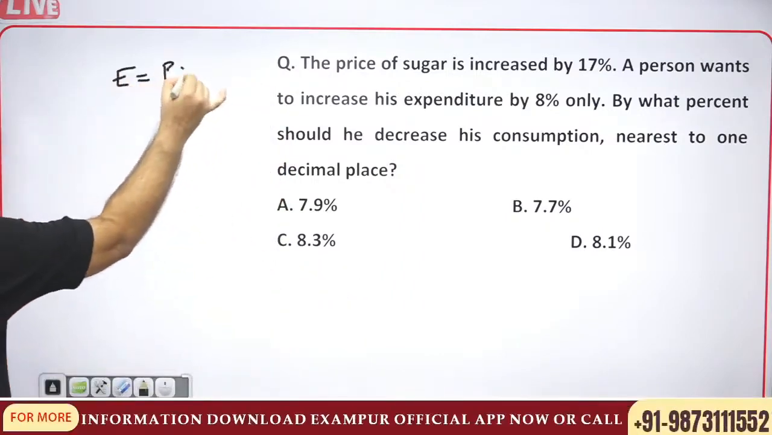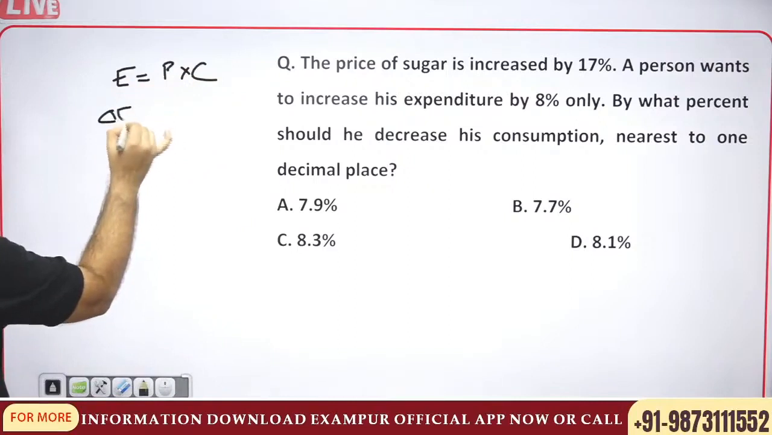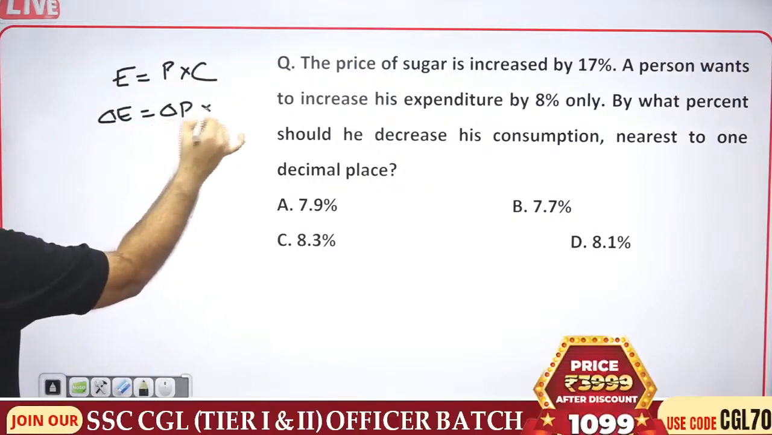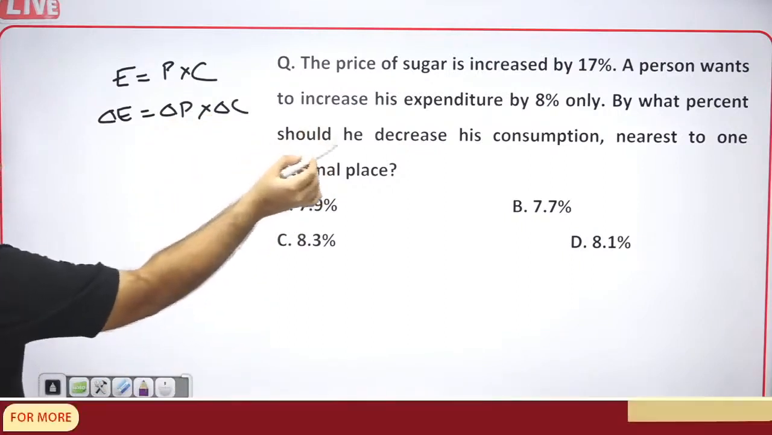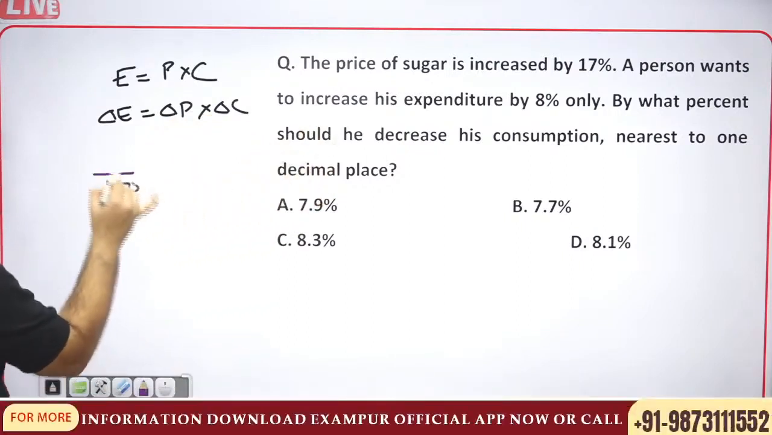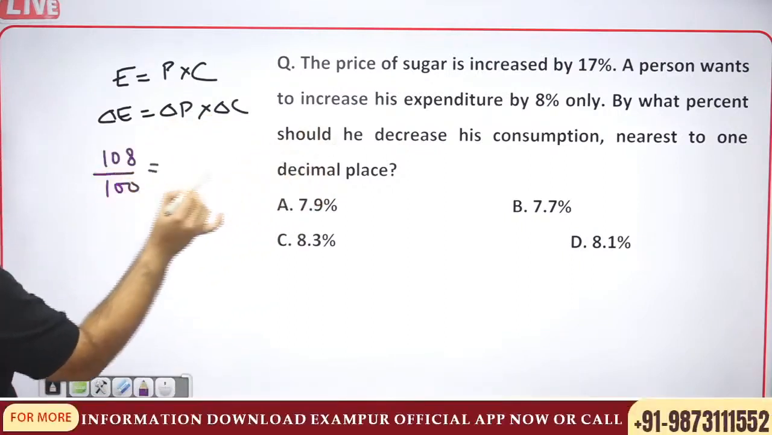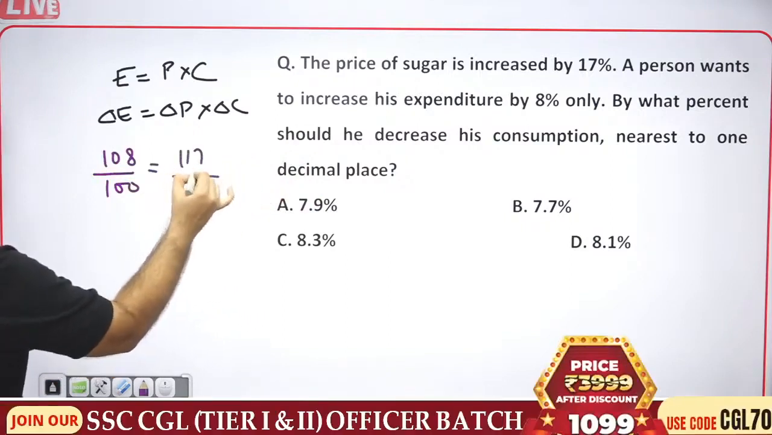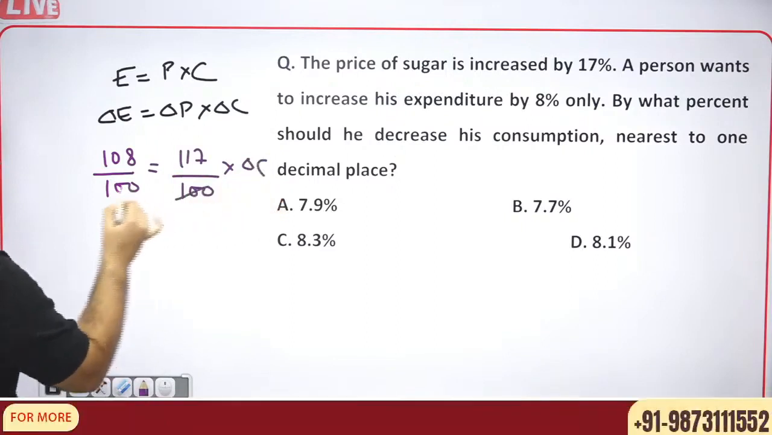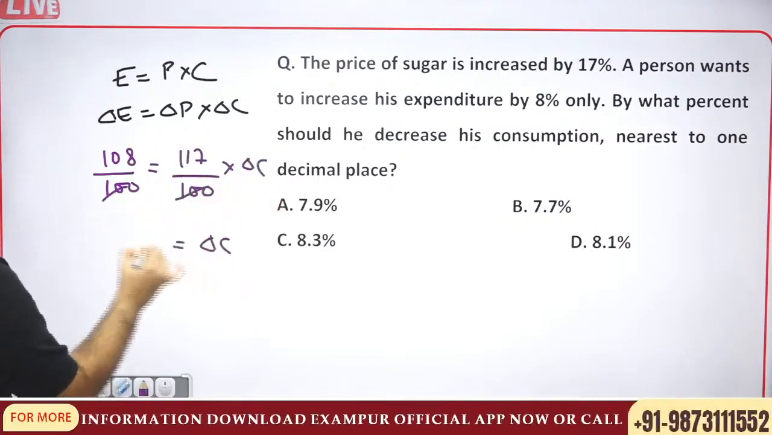Expenditure is equal to price into consumption. So change in expenditure is change in price into change in consumption. Expenditure is rising by 8%, from 100 to 108. Price is rising by 17%, from 100 to 117. We will get what is the change in consumption.